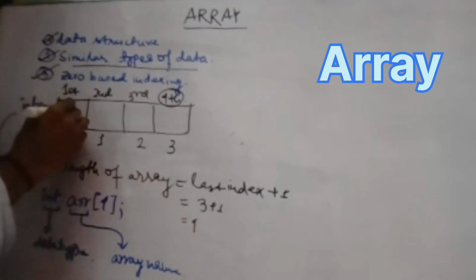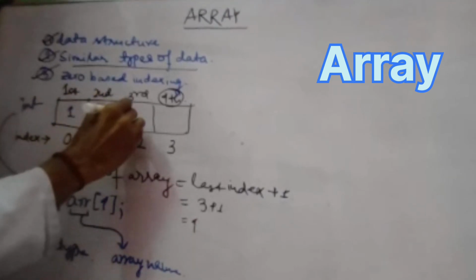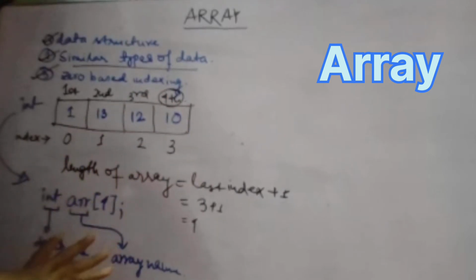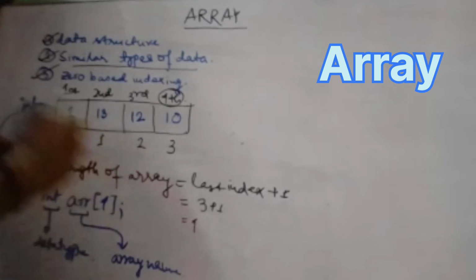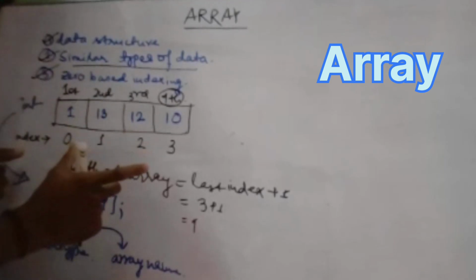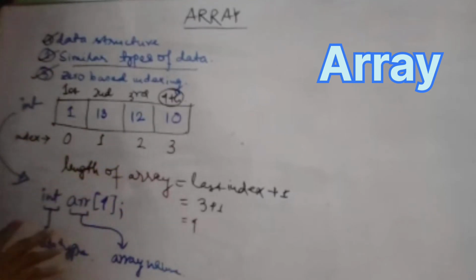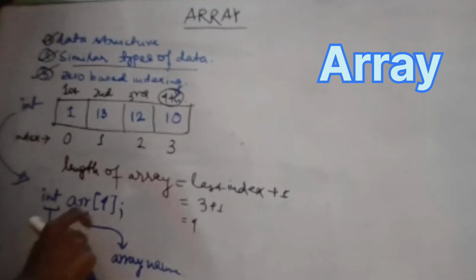So int here is the data type because we are going to store 4 integer values. It can be, let's say, 1, 13, 12 and 10. We're going to store only integer values, not floating point numbers, not characters, and not mixing them up in the same array. So integer is the data type, then arr is the array name. This can be anything.